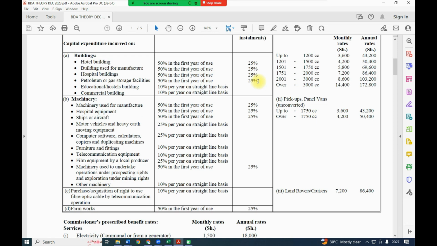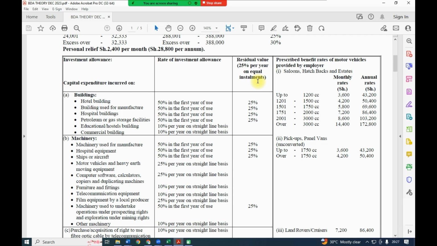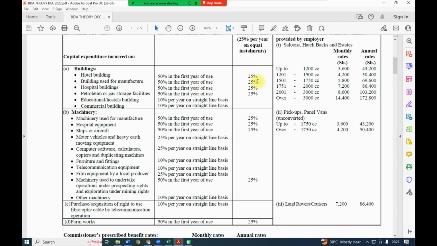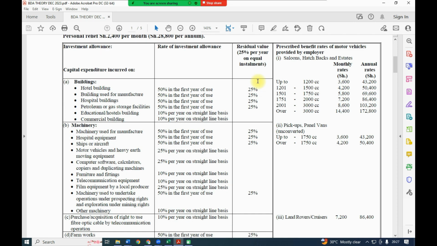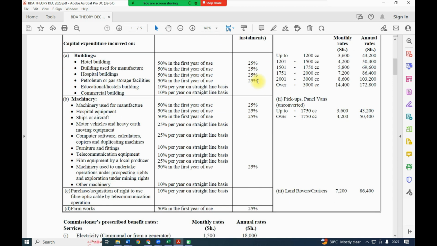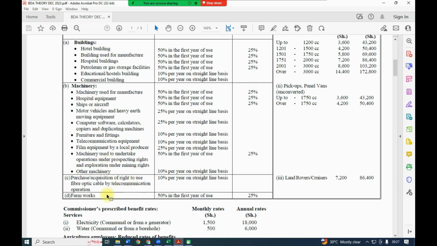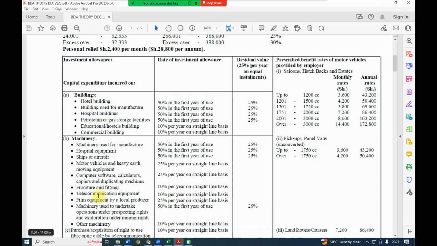So for the residual value, we have different rates, but majority is 25% per annum on equal installments. So for this capital or investment allowance, they are categorized into buildings, machinery, purchase and acquisition of rights, right to use fiber optic cable by telecommunication operation, etc., and farm works. But ideally, we normally have the three categories of investment deduction, industrial building deduction, and the wear and tear. Those are the major three.